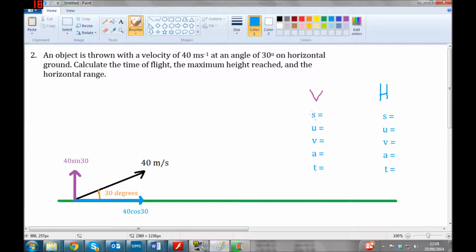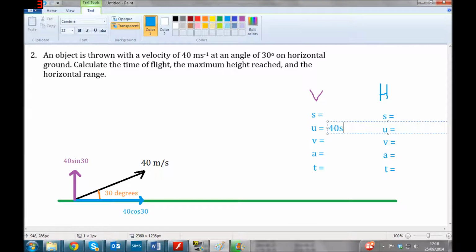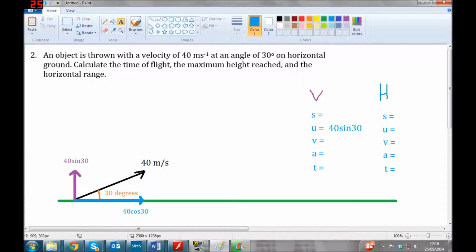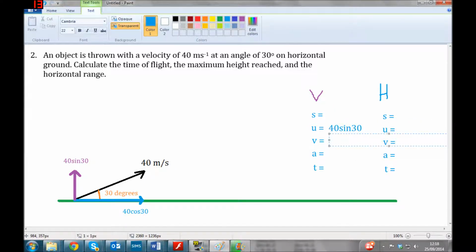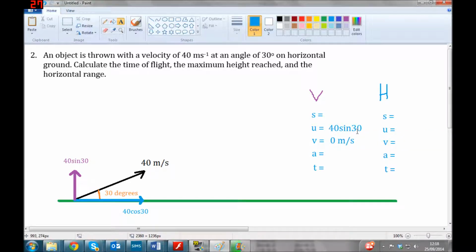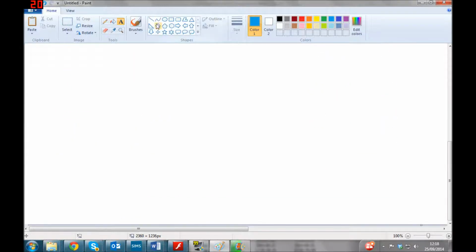So what do I know? Well, let's fill in blue, first of all. Vertically, what do I know? Do I know the displacement? No. Do I know the initial velocity? Yeah, it's 40 sine 30. Do I know the final velocity? Yeah, I do. It's 0 meters per second. Again, I've missed units here. I apologize. Make sure you have your units. 0 meters per second. Well, why is that? Well, let's come down here and draw a little picture of exactly what's going to happen as this object goes up. So it's going to come up, right? And can I actually do it like this?